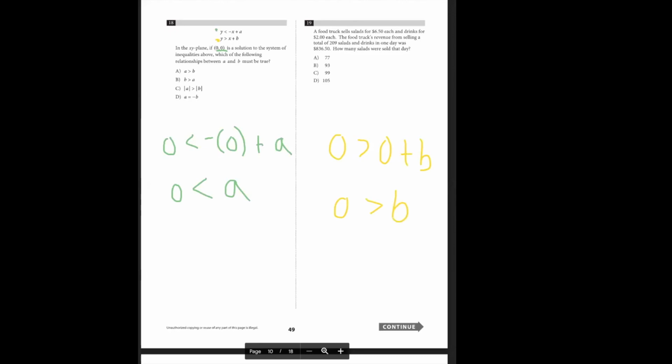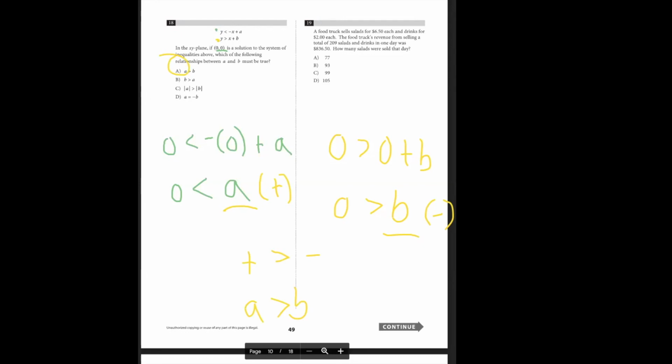Now this is kind of just using math logic, but the answer is actually very simple. If A is greater than 0 and B is less than 0, that means that A is positive, B is negative, and positive is greater than negative. So that means A is greater than B, and that's the answer. I don't know if there's another way to do it. When I did this problem, I think that was just the most logical way I saw it.